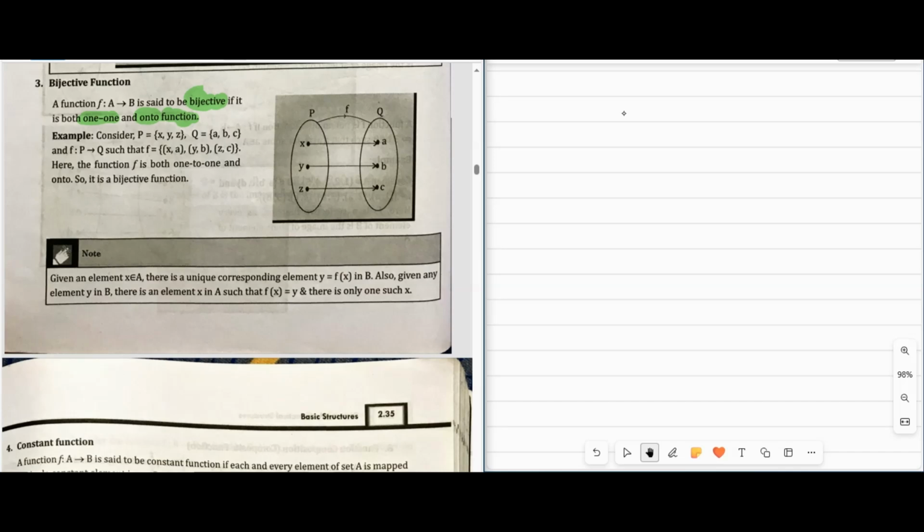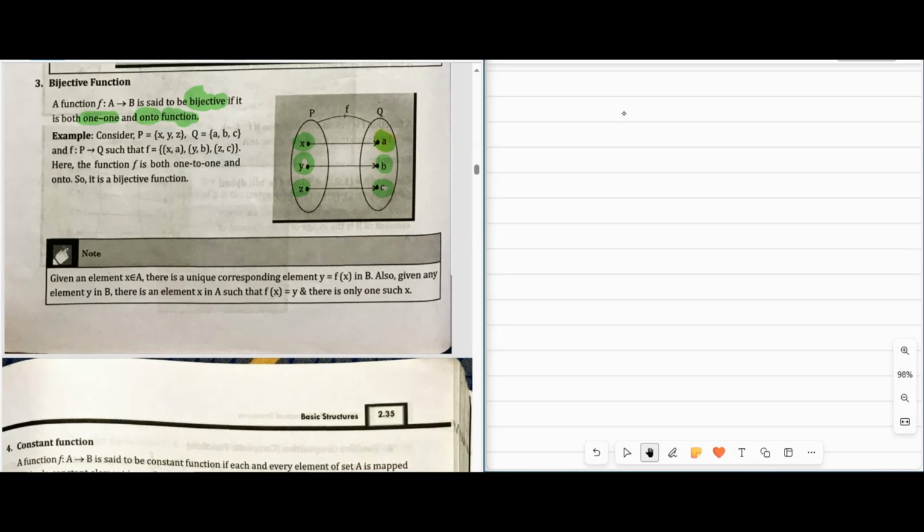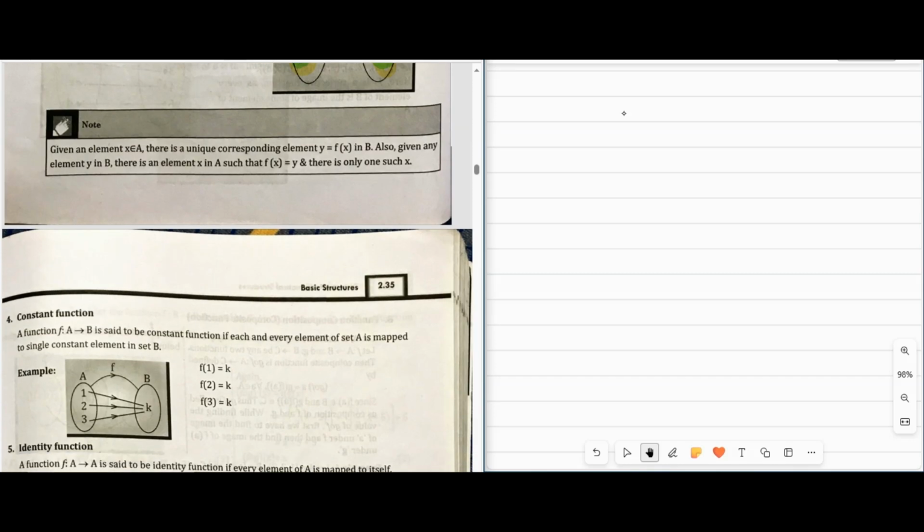Okay. So now we prove it is one to one and onto. Here every element of the domain has one image, so it is one to one, and every element of the codomain has a pre-image. Codomain A has a pre-image X, codomain B has a pre-image Y, codomain C has a pre-image Z. Therefore, it is both one to one and onto, and hence it is a bijective function.